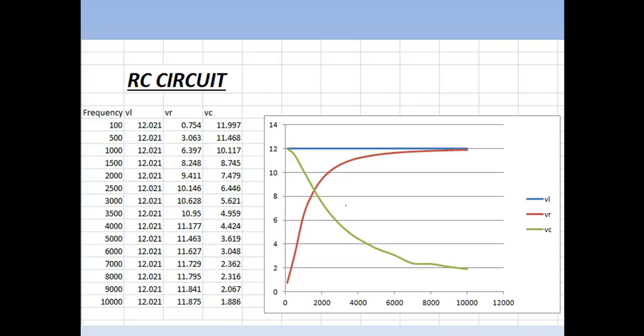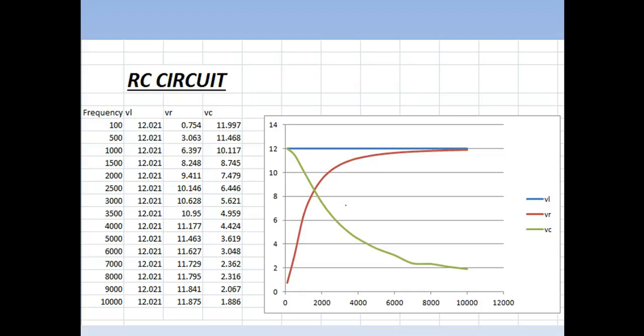So here is the RC circuit, the typical RC circuit that we are supposed to solve. The graphs are given right here. Here's the voltage across the inductor, resistor, and capacitor, and the frequencies for which the voltages are existing. You can see the graph.